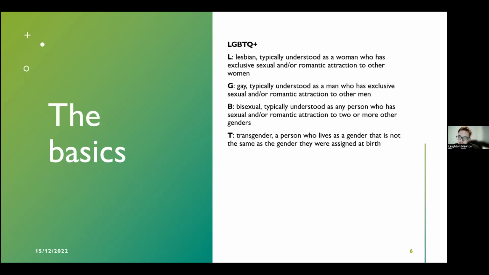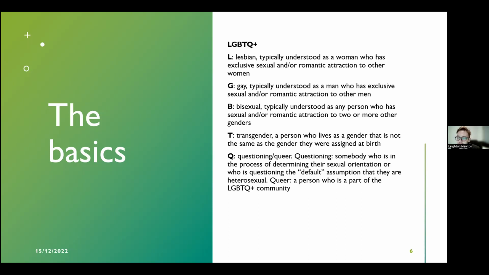And then T, we've got transgender, which is a person who lives as a gender that is not the same as the gender they were assigned at birth. We'll go over lots more of these definitions later. Q has two different meanings. One is questioning, the other is queer.